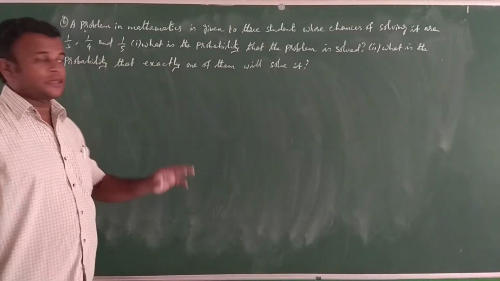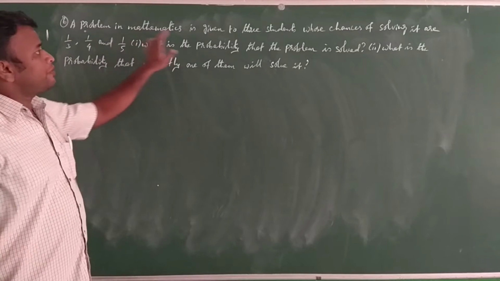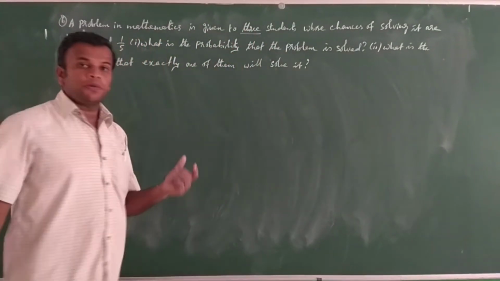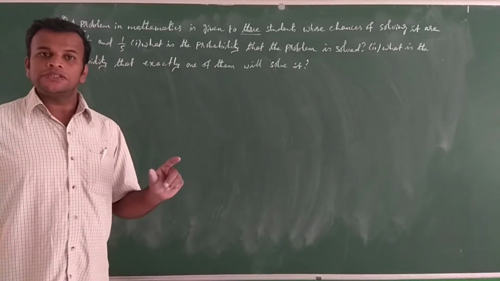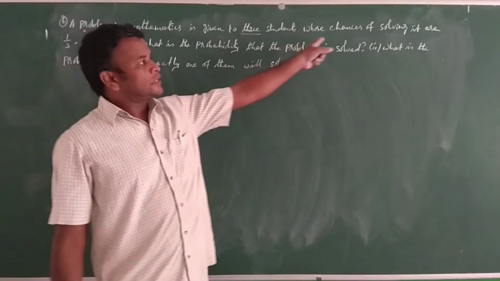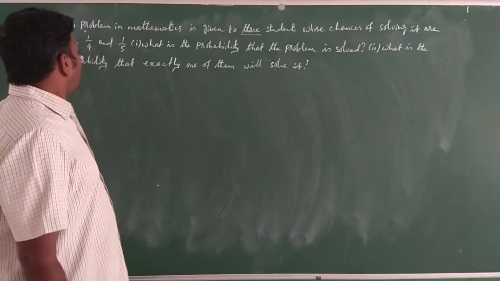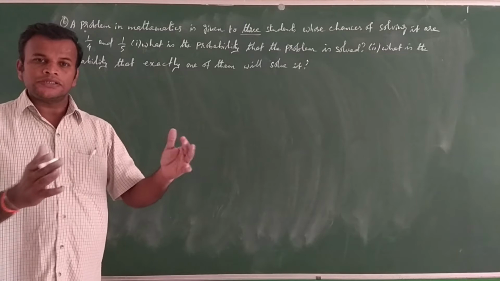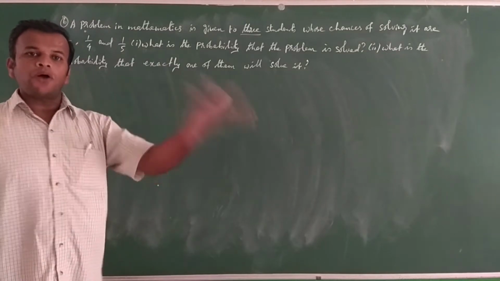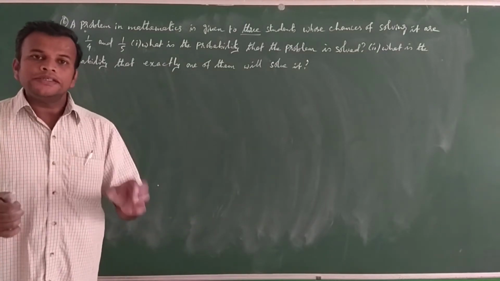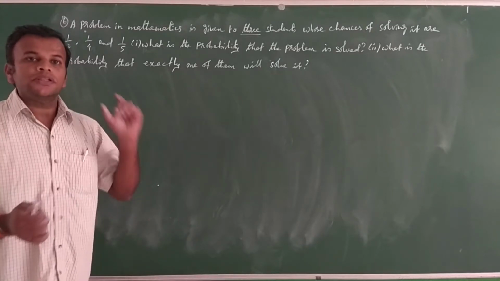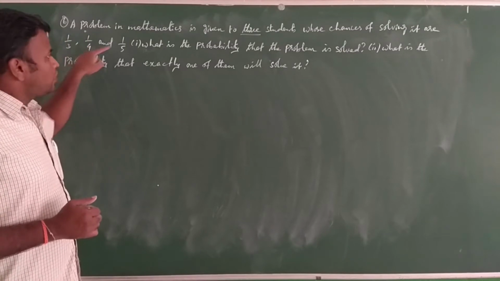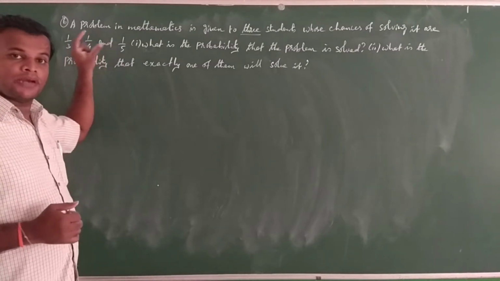We move to the next question, the sixth one. A problem in mathematics is given to 3 students. One problem of mathematics is given to 3 students in a class, whose chances of solving it are 1 by 3, 1 by 4 and 1 by 5. That is, all the 3 events are stated separately. The probability of the first student solving the problem is 1 by 3, the second student is 1 by 4 and the third student is 1 by 5.